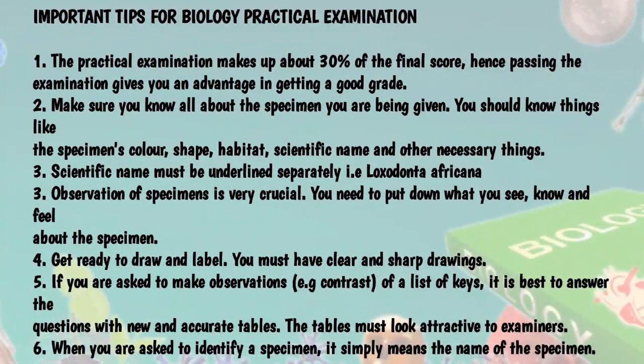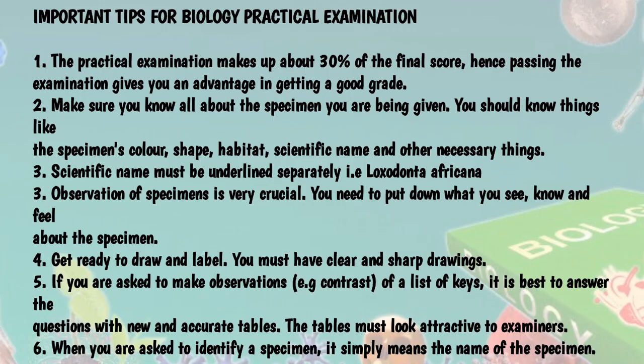examination. So moving on to tip number 6: contrast, which means difference. When you have to contrast between two specimens, it is best to answer the question in a table. So always draw a table when you are told to find differences between two specimens. Also, your table makes your work look more attractive, more presentable, and it summarizes for the examiner when he or she is marking your question paper.